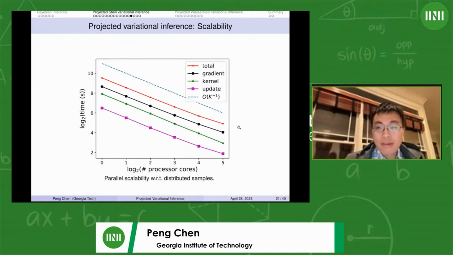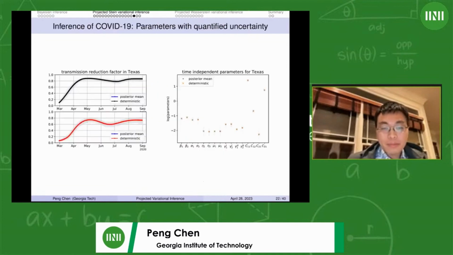And here's a test of scalability with respect to the parallel implementation. This is our time. With an increasing number of processor cores, it decays close to the linear decay of the computing time. And here's an application of our Stein variational method.